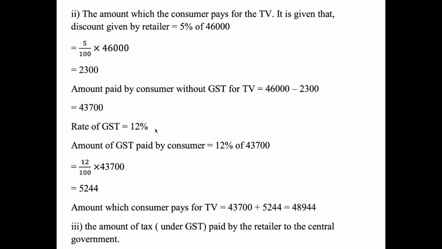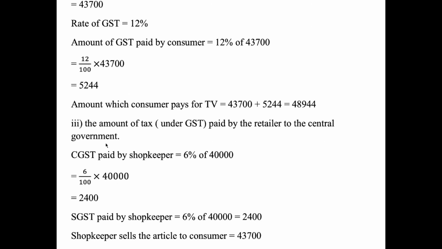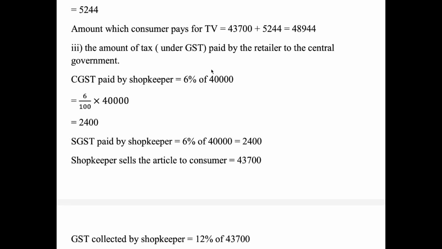The rate of GST is 12%. So the amount of GST paid by the consumer is 12% of 43,700. So that comes to rupees 5244. The amount which the consumer pays for the TV is 43,700 plus 5,244, that comes to 48,944.